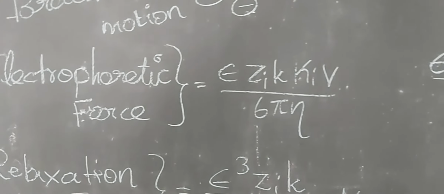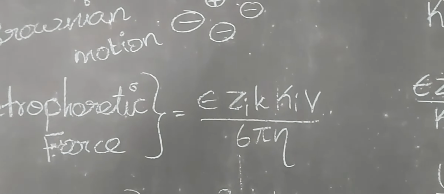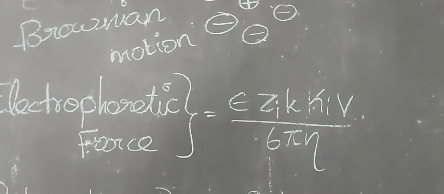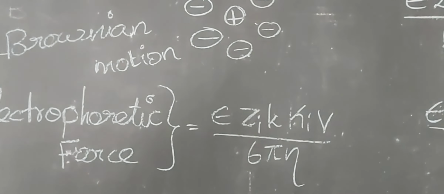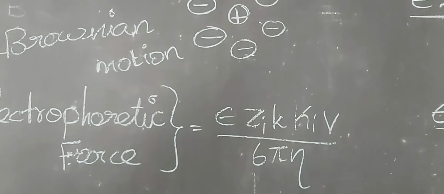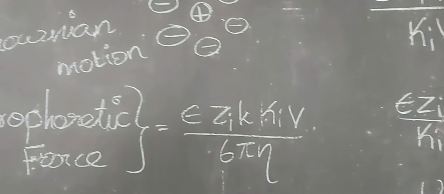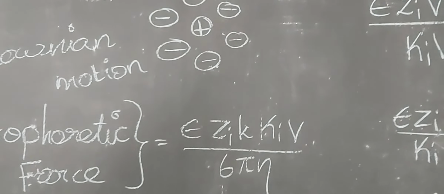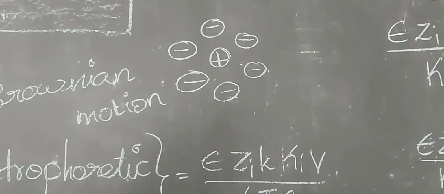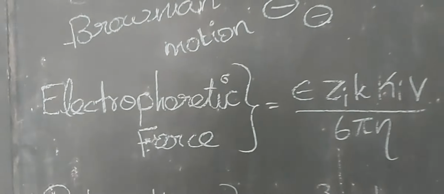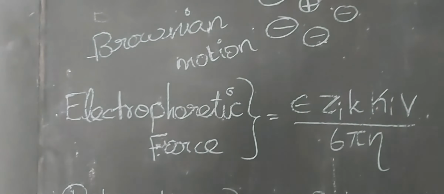Epsilon is the electronic charge. Zi is the valency of the ion, which can have a positive or negative charge. Eta is the viscosity coefficient. Kappa i is the coefficient of frictional resistance, the frictional resistance due to the solvent. And V is the applied potential gradient. This is the form we get due to the electrophoretic effect.